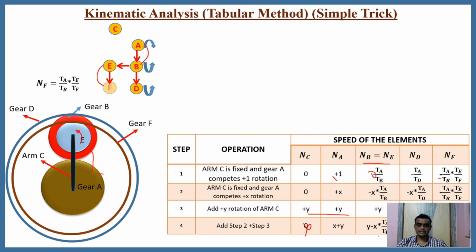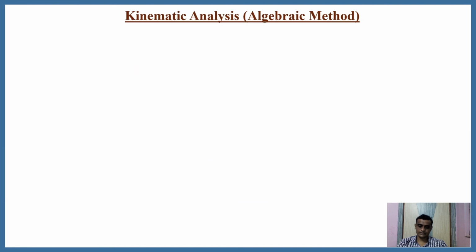Here we will consider the direction. Gear A rotates in the clockwise, gear B rotates in the anti-clockwise, gear D also rotates in the anti-clockwise, E anti-clockwise again, and F also rotates in the anti-clockwise direction.